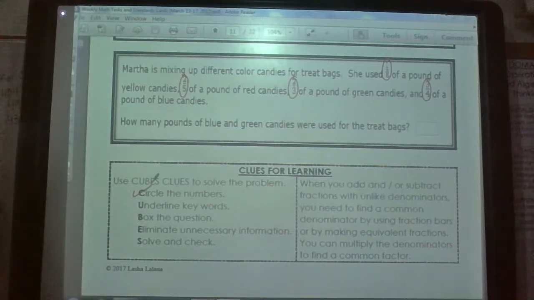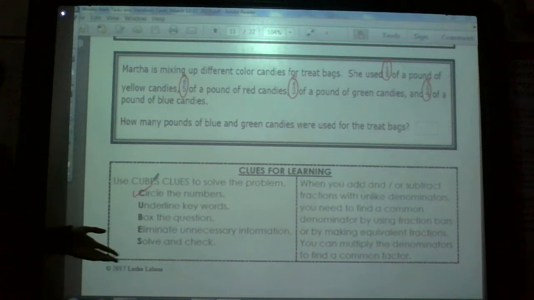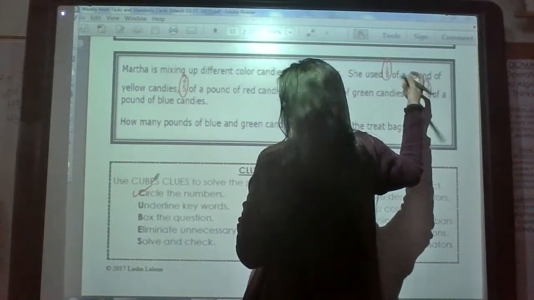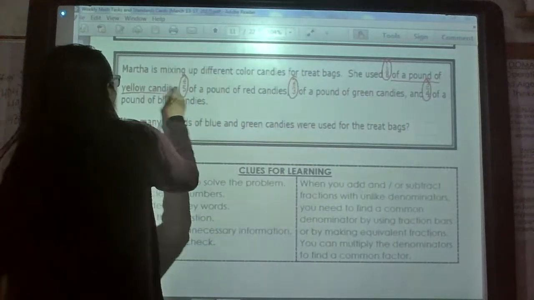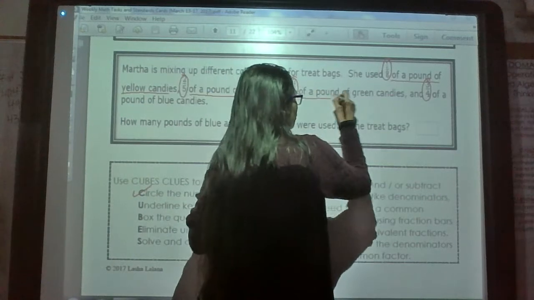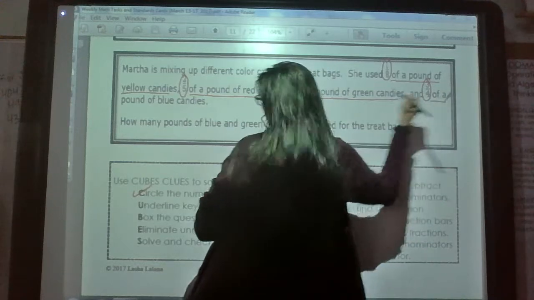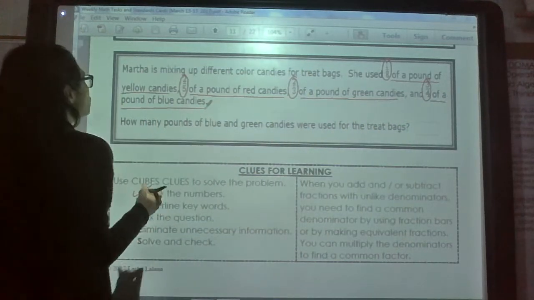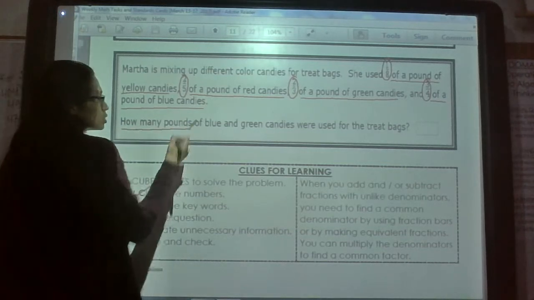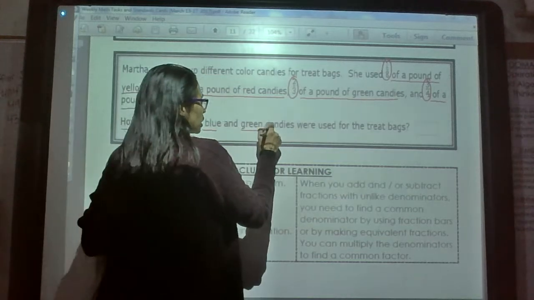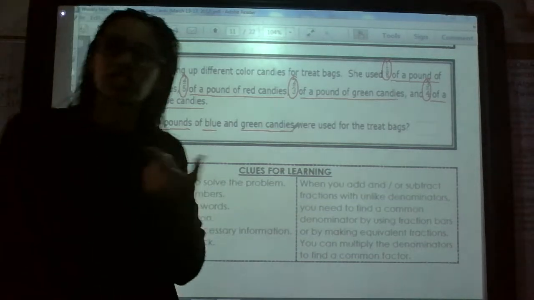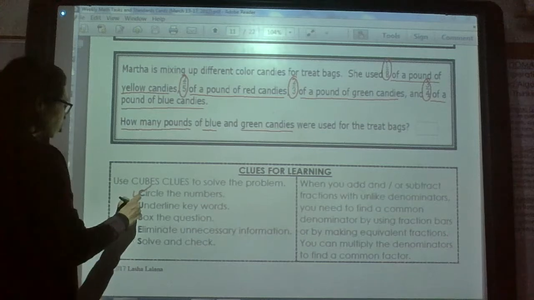All right, the next one, underline keywords. So go ahead and underline the units that go with these numbers. We have, what's the 1/8? Of a pound of yellow candies. 2/5 of a pound of red candies. The next one, 2/3 of a pound of green candies. And the last one, 3/4 of a pound of blue candies. What else? Okay, you could write how many pounds. All right, you can underline blue, green candies. Okay, if there's anything else you see that's important to you, go ahead and underline that also. I think I'm good.